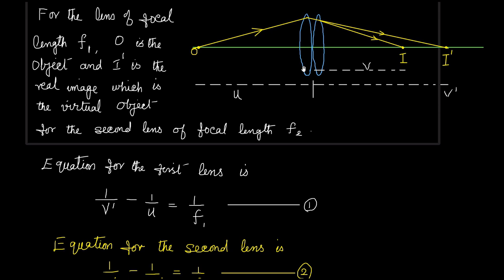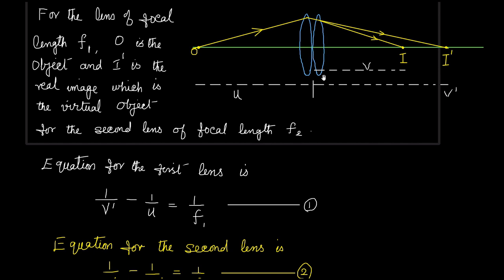For the first lens, let us write the equation as 1 by v dash minus 1 by u equal to 1 by f1, where v dash is the distance of the image and u is the distance of the object from the lens.